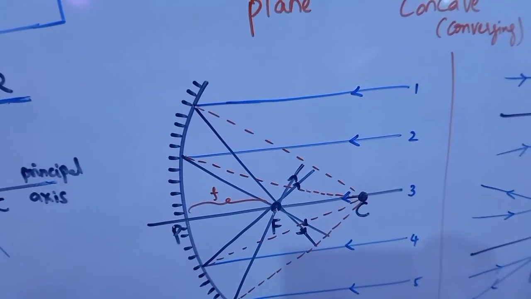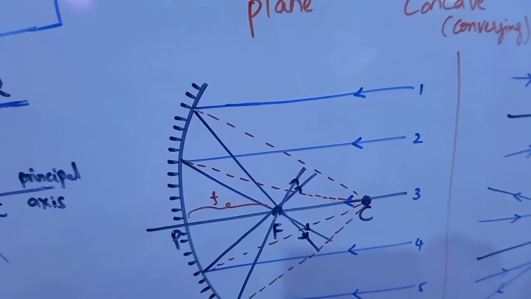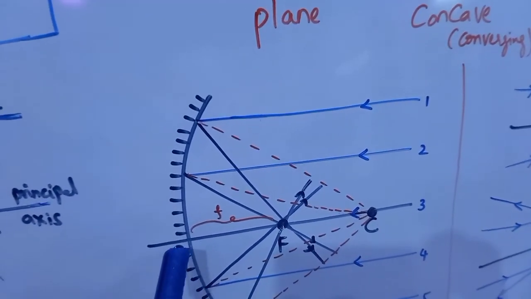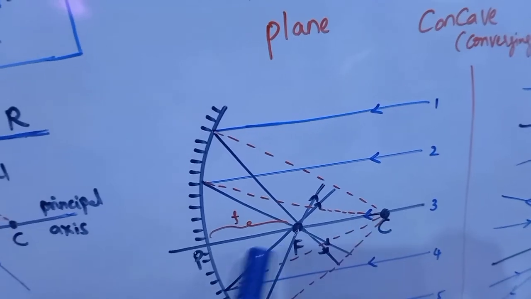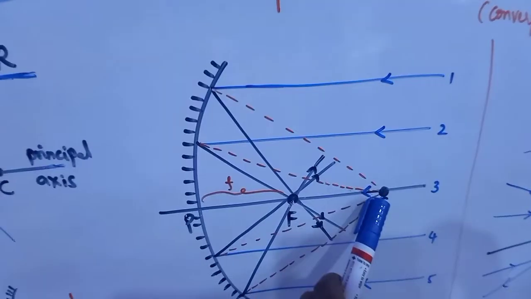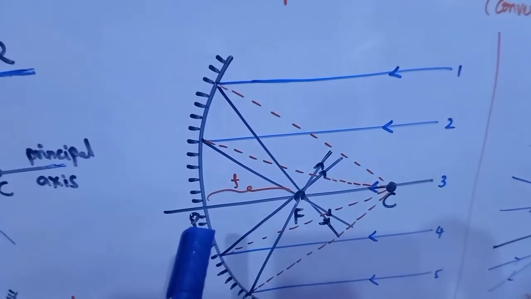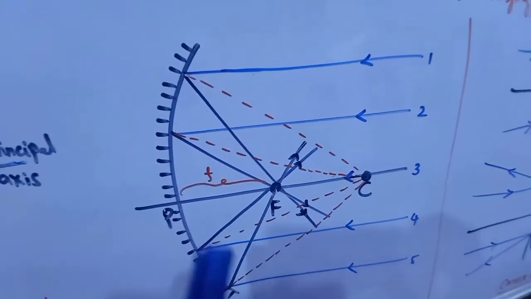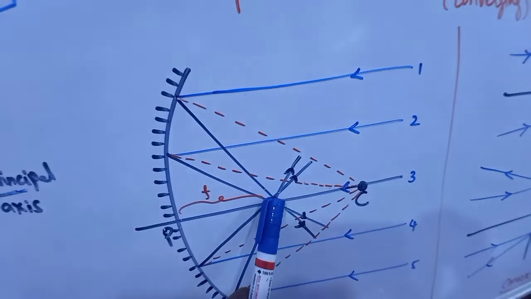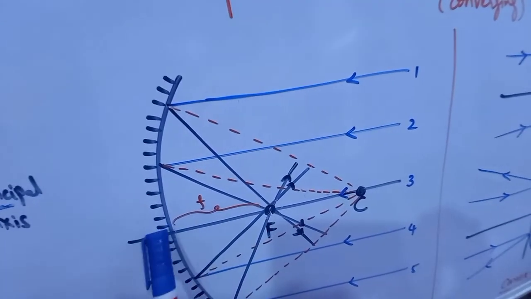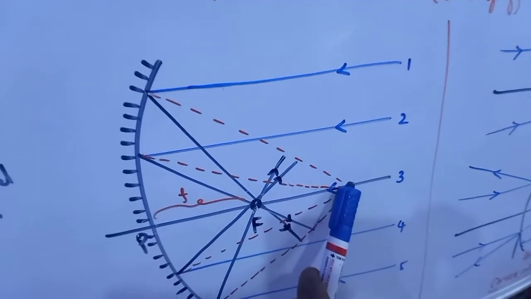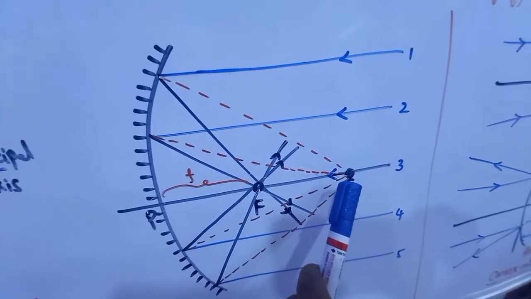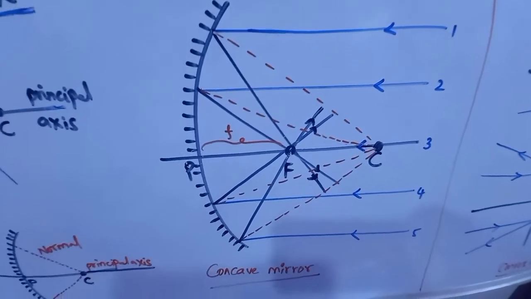The radius of curvature will be twice the distance. The radius of curvature means the total distance from the pole to the center of curvature, and it is twice the focal length. Hence, in the previous session I told you R is equal to 2f. Here to here is the focal length, and here to here is the radius of curvature, which is double the focal length. Hence R is equal to 2f.